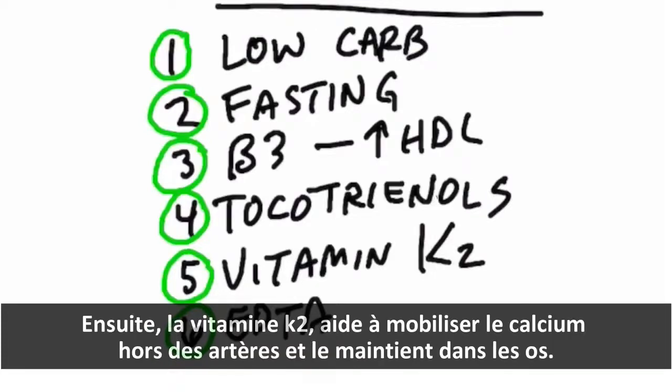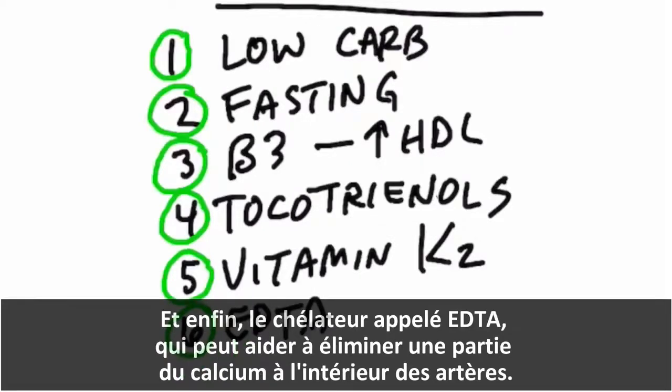All right, and then I would take vitamin K2. Vitamin K2 helps to mobilize calcium out of the arteries, and it keeps it in the bone. And lastly, I would take a chelator. It's called EDTA. That can help remove some of the calcium inside the arteries.